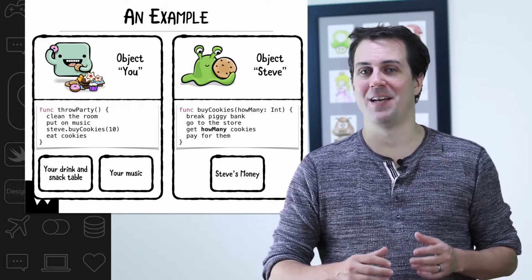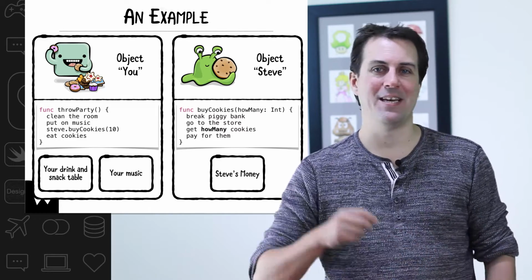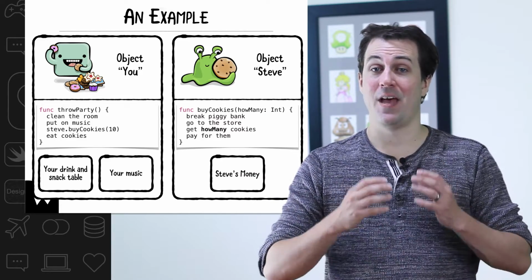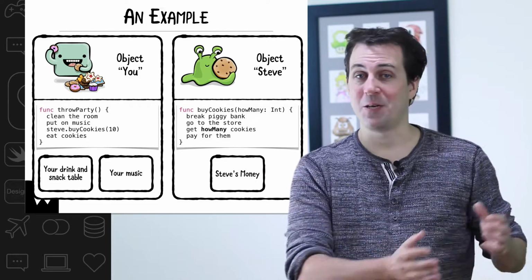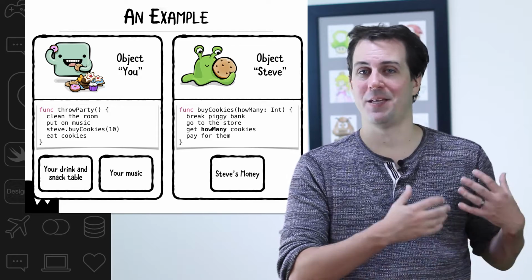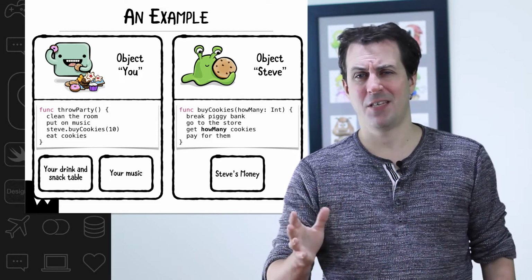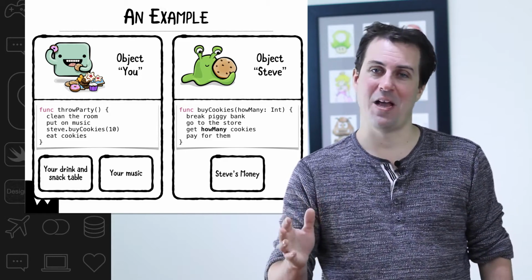The Steve object also has some data. He has a wallet with some money in it. He goes to the store and he exchanges that money data for another important piece of data, cookies. He brings those cookies back to your object and you place them on the cookie table. Now, if Steve eats all the cookies along the way, your app has a bug.